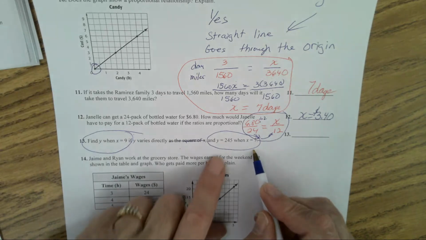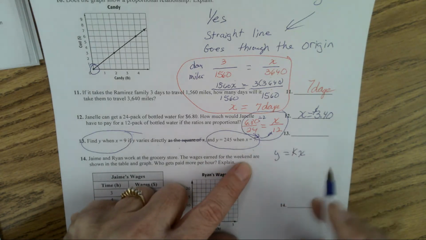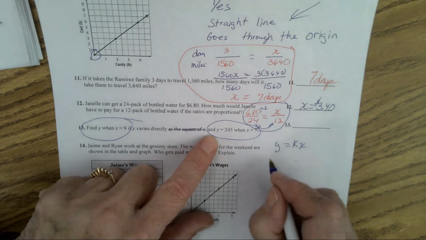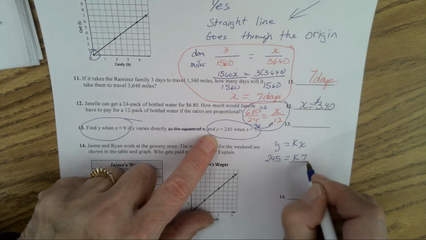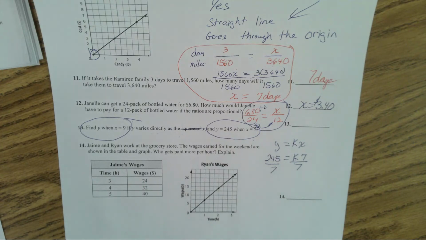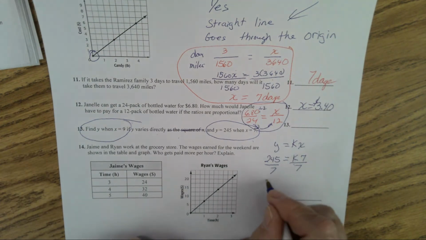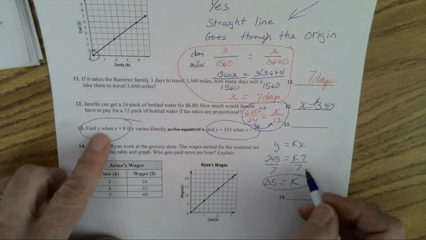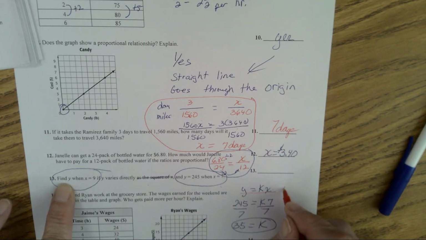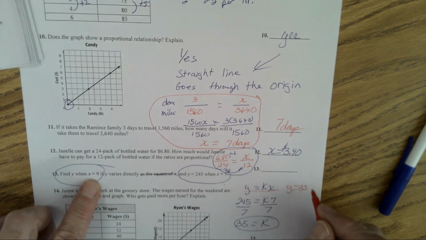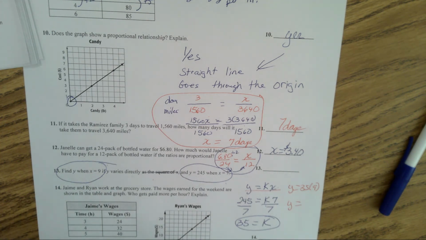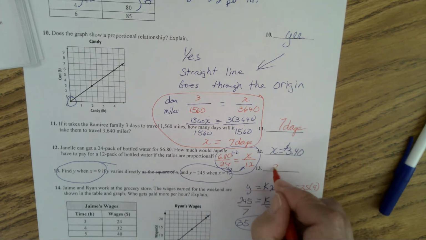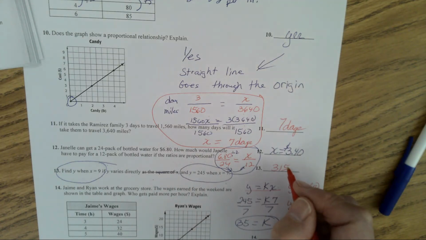So we know that y equals kx, where k is the constant of proportionality. Remember that formula? So y is 245 equals k times 7. To figure out what k is, divide both sides by 7, and we know that our k is going to be 35. All right, now, if x is 9, what is y? In this formula, you're going to say y equals 35 times 9, because it tells you x is 9. And y equals 35 times 9, which is 315. So the answer is 315 for number 13.